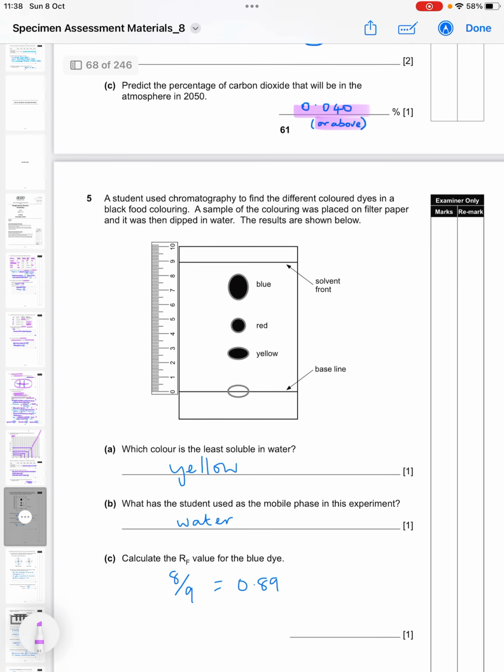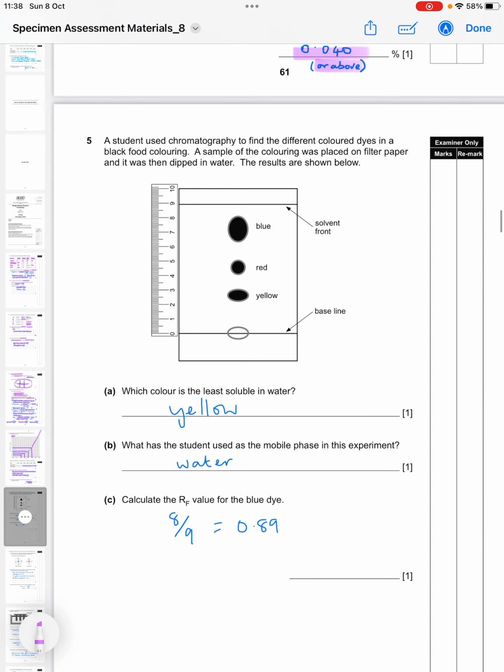Okay, number 5. A student used chromatography to find the different coloured dyes in a black food colouring. A sample of the colouring was placed on filter paper and then it was dipped in water. The results are shown below. What colour is the least soluble in water? Least soluble has travelled the least distance from the baseline. So that's yellow.